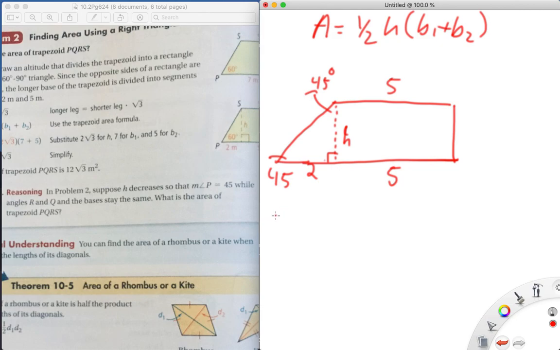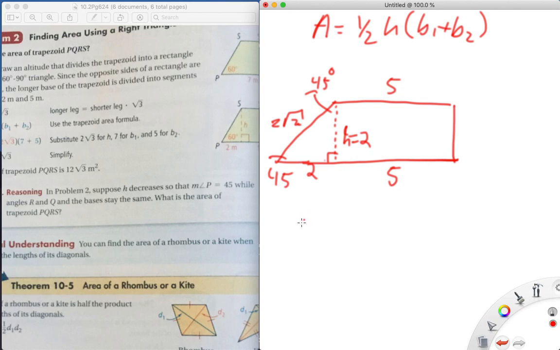Since it's a 45, 45, 90, and this leg is 2, that means that this leg is also going to be 2. Because in the 45, 45, 90, both legs are the same. And remember that the hypotenuse would have been 2 times the square root of 2 for 45, 45, 90.